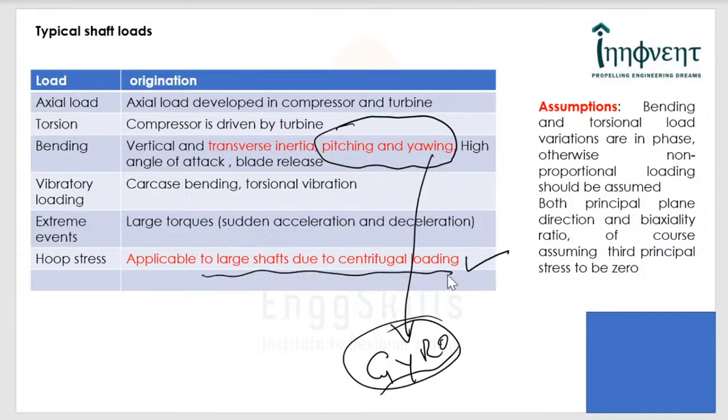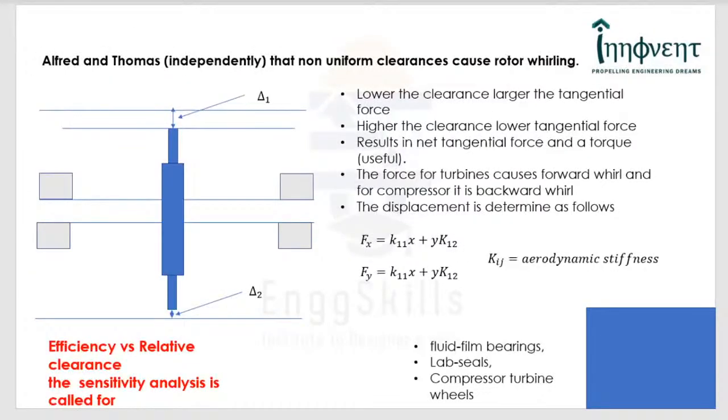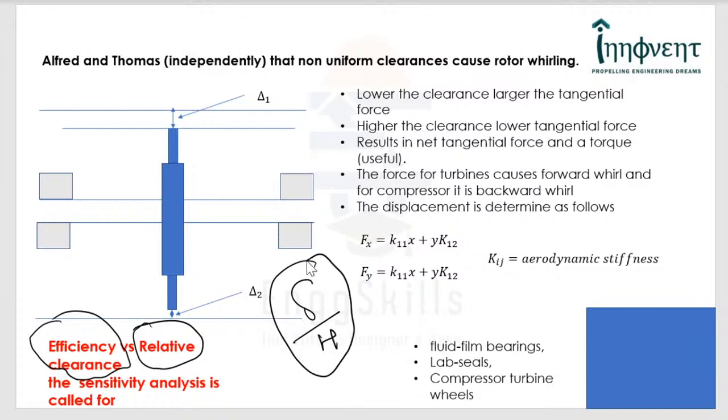When I was young, working for the gas turbine industry, and most of the youngsters who are participating can actually research this. Here, you can in fact carry out a sensitivity analysis between the efficiency of a turbine stage with respect to the relative tip clearance. When I say relative tip clearance, it is the tip clearance divided by the height of the turbine blade. It's a very important thing.